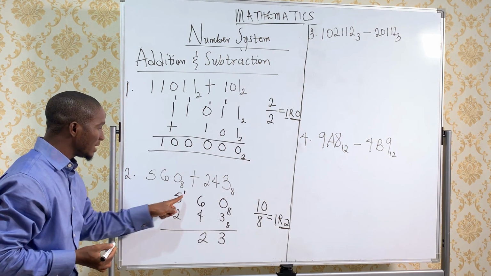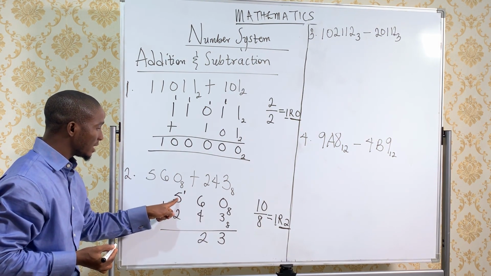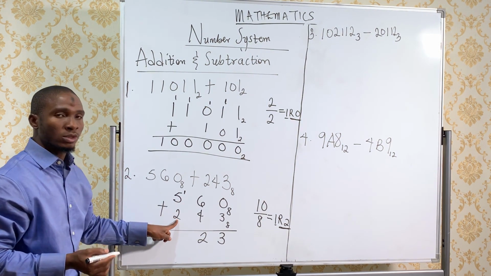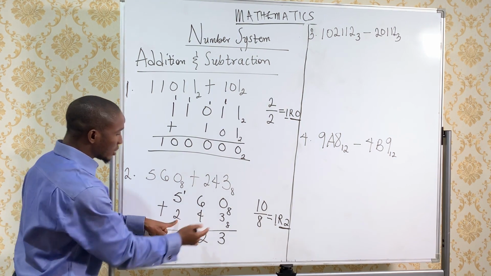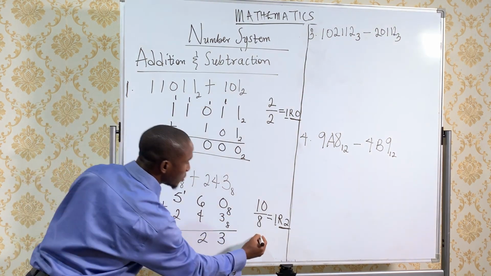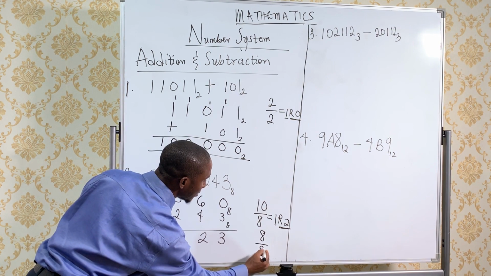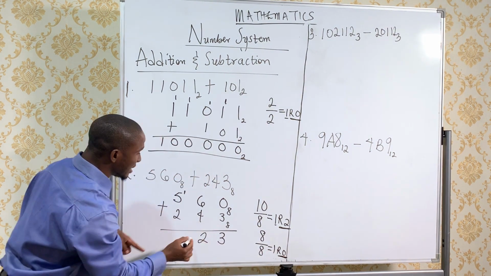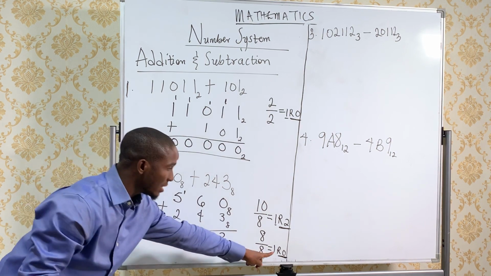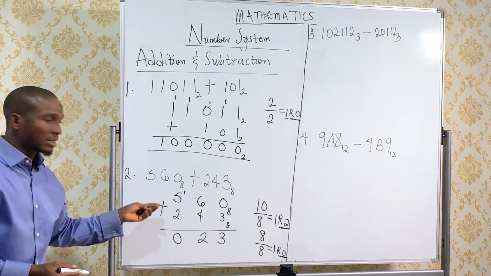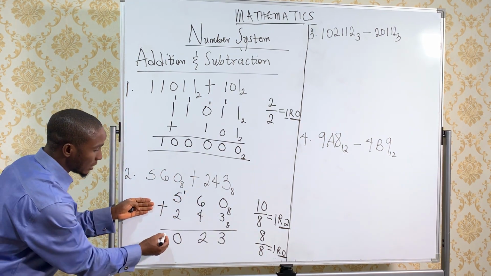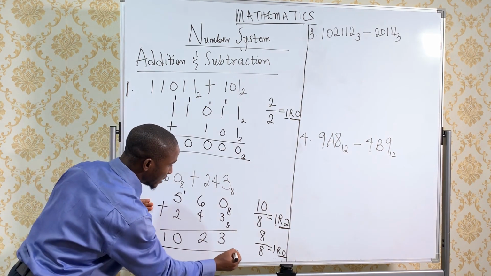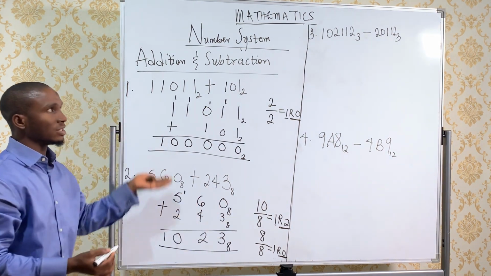So we now have 1 plus 5, which is 6. 6 plus 2 will give us 8. You cannot put down 8 because you are dealing with base 8. So we get 8, you now divide it by 8. 8 in 8 is 1, remainder 0. So you put down the remainder, which is 0, and you carry this 1 to the next number. Since there is nothing left, you put down the 1. So this is what you have in base 8. This is addition.